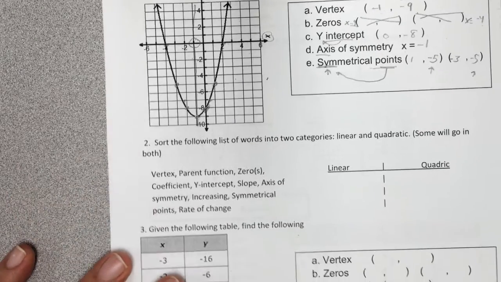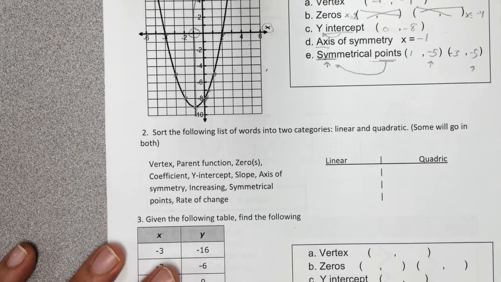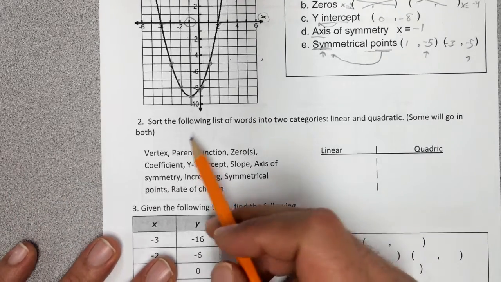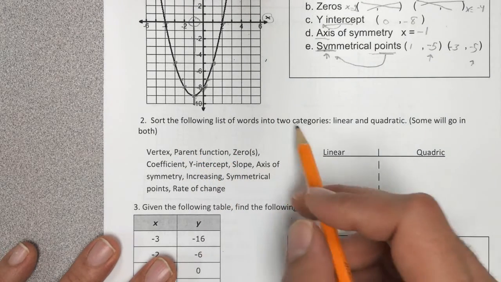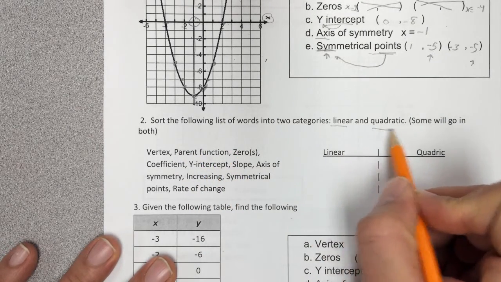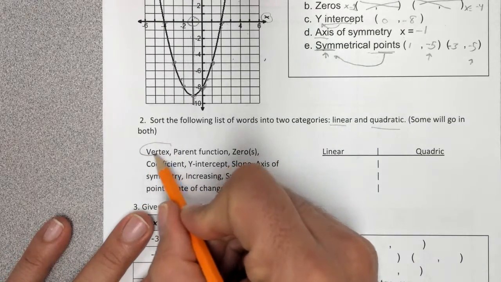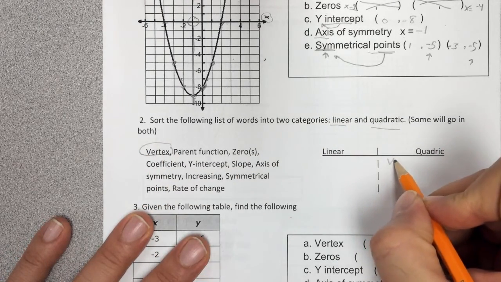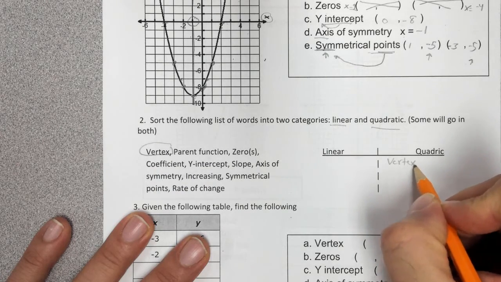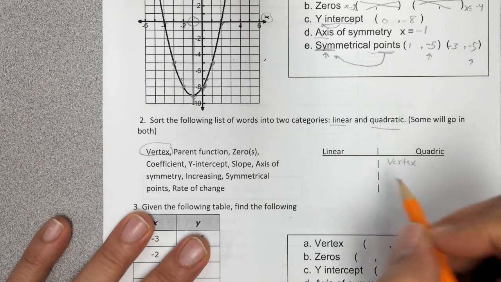Alright. The next one is again another set of vocabulary words. And what they want you to do here is to sort the words into two categories, either linear or quadratic. So some of them will go in both. We'll start off with vertex. Vertex is a quadratic word, because the line is straight, it doesn't have a vertex.